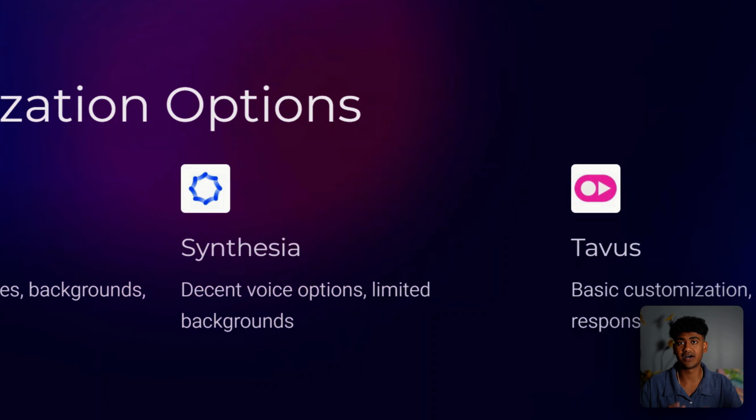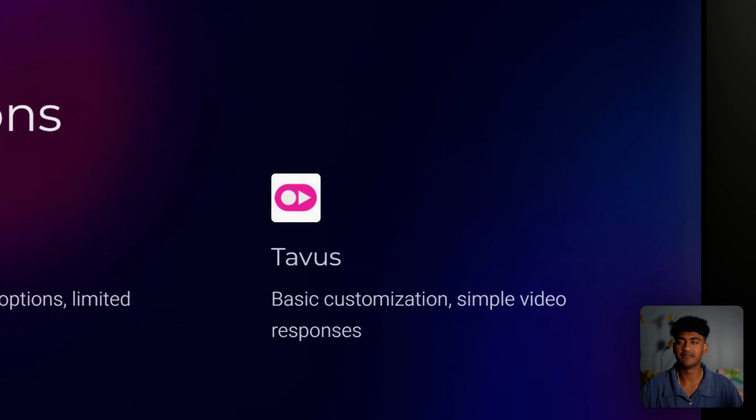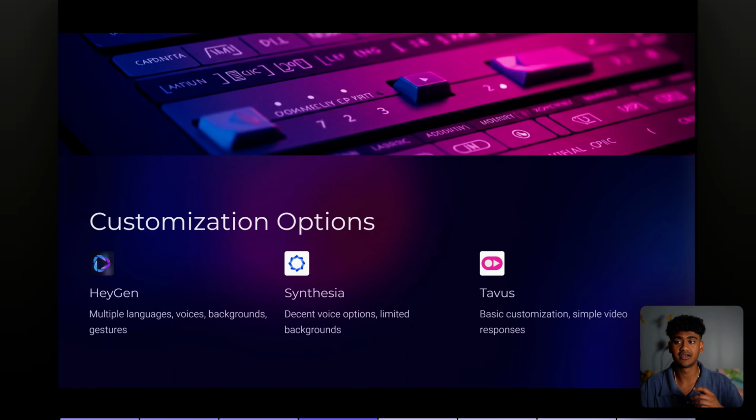I think background-wise and avatar changing, it's a bit limited. And then Tavus, it has the lowest amount of customization, very much like an API call. You post something, you put in the text, it generates the output. But like I mentioned, if you're looking to apply it to better use cases, Tavus has a great API feature.